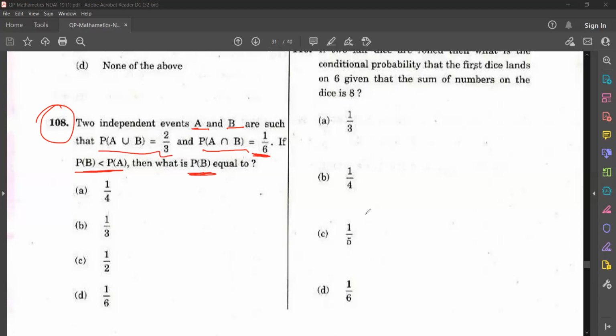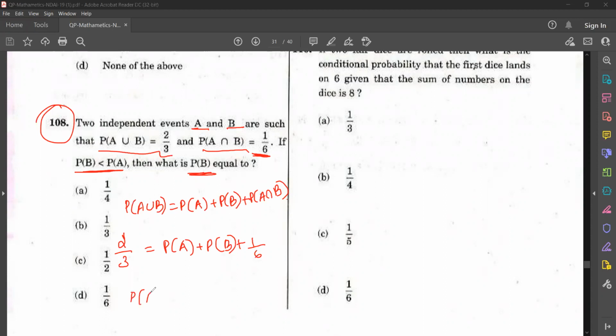Okay. So how to do direct formula? What is the formula for P of A union B? P of A union B is P of A plus P of B plus P of A intersection B. So A union B we have 2 by 3. P of A we don't have. P of B we don't have. P of A intersection B we have 1 by 6. So from this we can write P of A plus P of B is equal to 2 by 3 minus 1 by 6, isn't it?